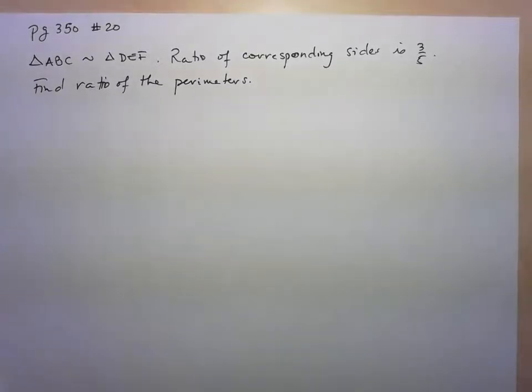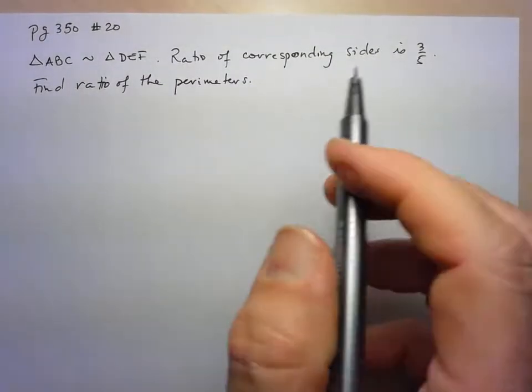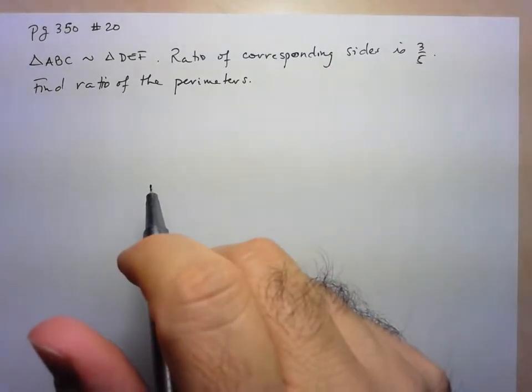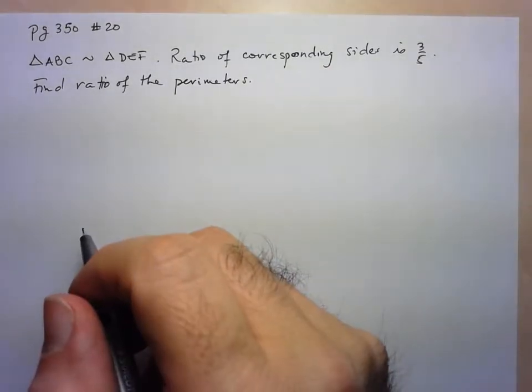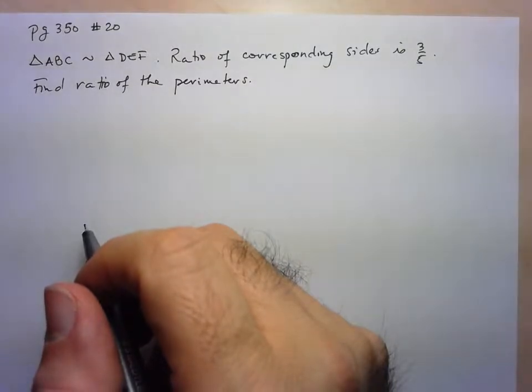Hi folks, we're going to take a look at page 350, number 20. So they're giving us that two triangles are similar to each other, and they give us the ratio of the corresponding sides, which is 3/5. Okay, and they want us to find the ratio of the perimeters. So let's draw a diagram to represent the situation here.